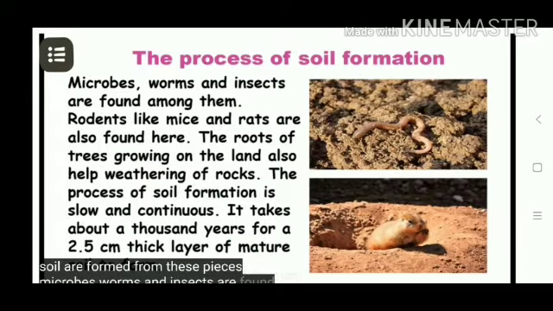Let us move towards the process of soil formation. Microbes, worms, and insects are found among them. Rodents like mice and rats are also found here. The roots of trees growing on the land also help weathering of rocks. The process of soil formation is slow and continuous. It takes about 1,000 years for a 2.5 centimeter thick layer of mature soil. Students, though it is a natural process, it takes a huge time to become mature soil.